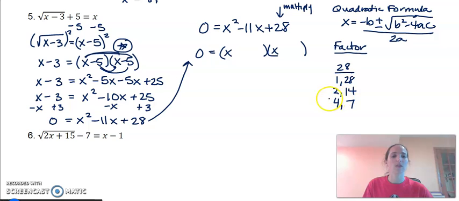I want it to get to a negative 11. So if those were both negative, I'd have a negative 4 and a negative 7.